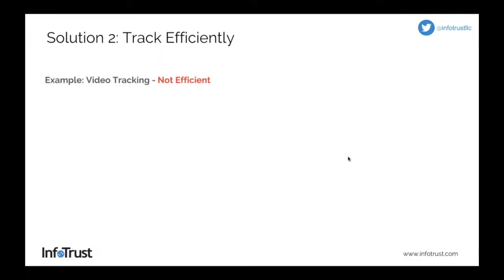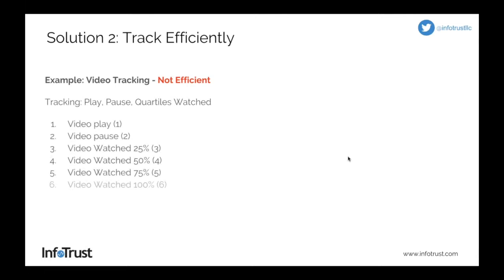So the first solution is that measurement plan and tracking plan. The second solution is just tracking more efficiently, so being more cognizant of that hit limit and tracking things with a purpose. There are a lot of times when people set up tracking and don't really think through how to do it efficiently.